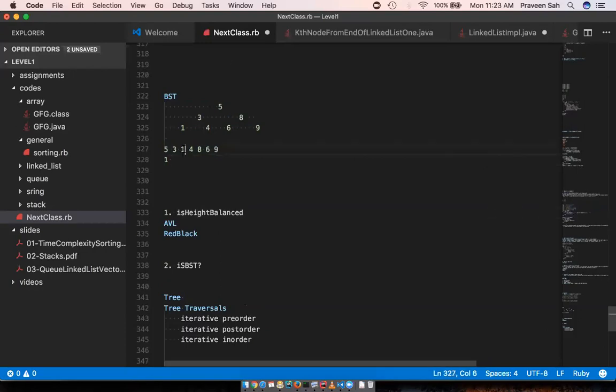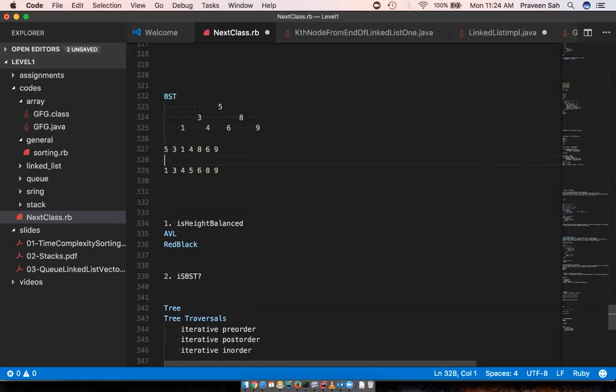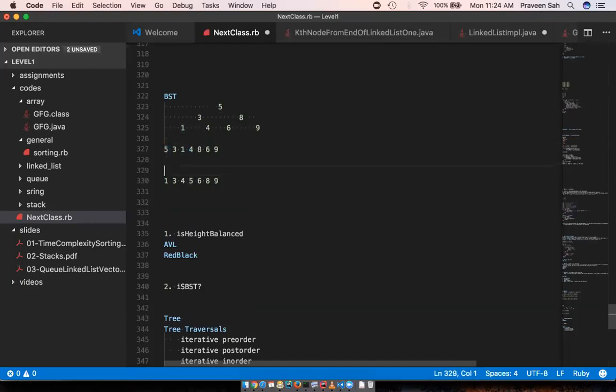What if the data came in something like this? 1, 3, 4, 5, 6, 8, 9. In this case, if you create a tree, suppose the data you got in this order and you try to store it, in that case, the tree will be very good.